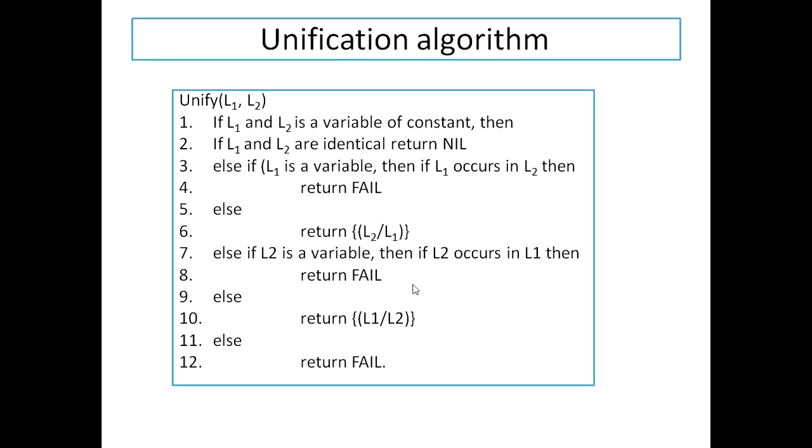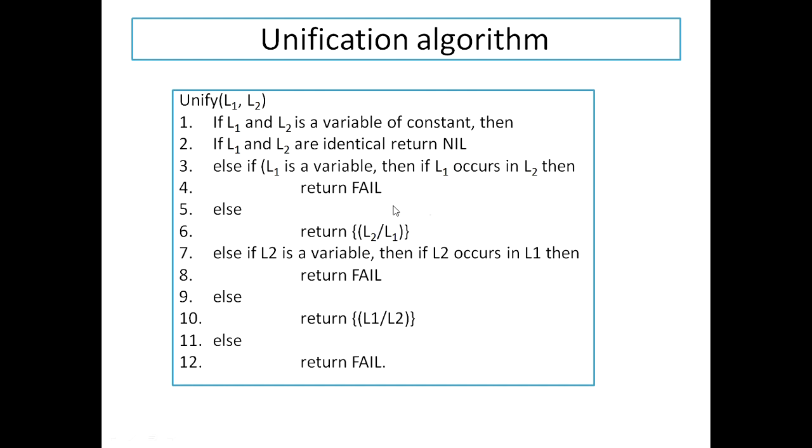So let us discuss this algorithm now. Let us consider two literals L1 and L2, which we have to consider for making them identical. We check initially whether these two literals are looking identical. If that is true, then we can return null. If L1 is a variable and L1 occurs in L2, then it returns failure.